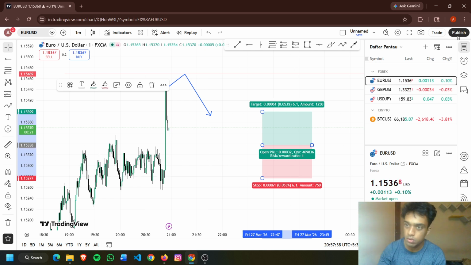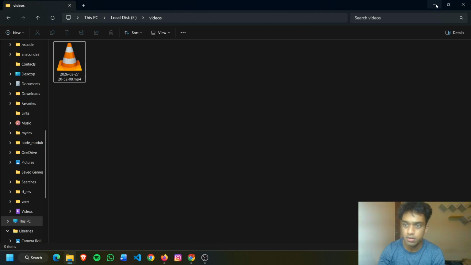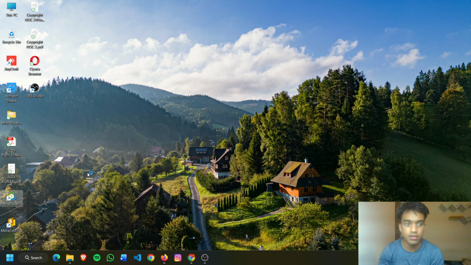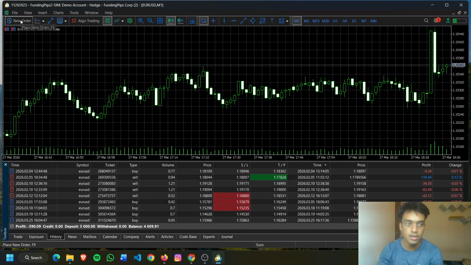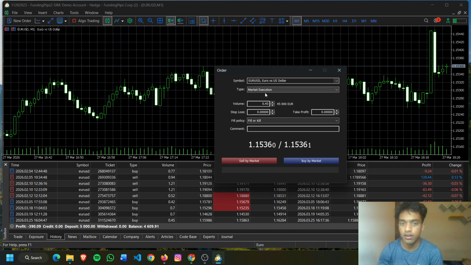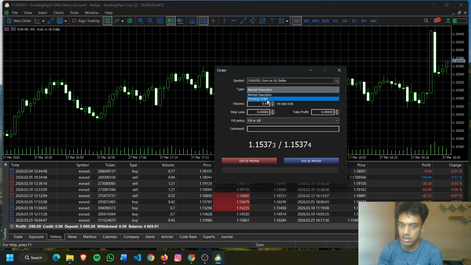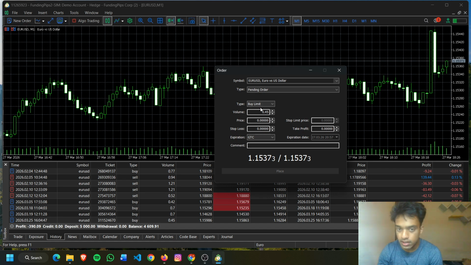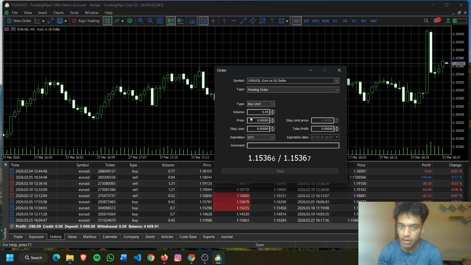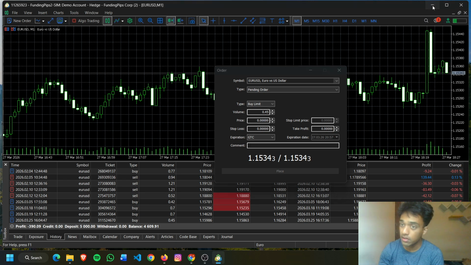If you want, I'll also show you how limit orders are actually executed. For example, this is my MetaTrader. This is market execution, which is basically just buying and selling. For a pending order, you just click on pending order. See, buy limit order. If you want to put a buy limit order, you put the price over here, the price and volume. Unless the price comes and taps there, you won't enter into a buy market. I hope you guys understand.